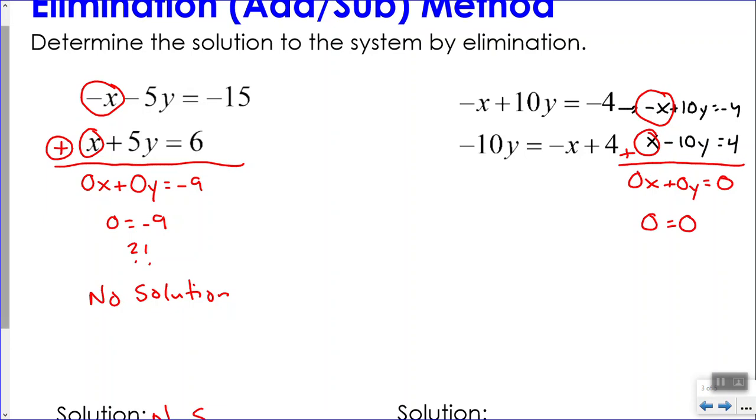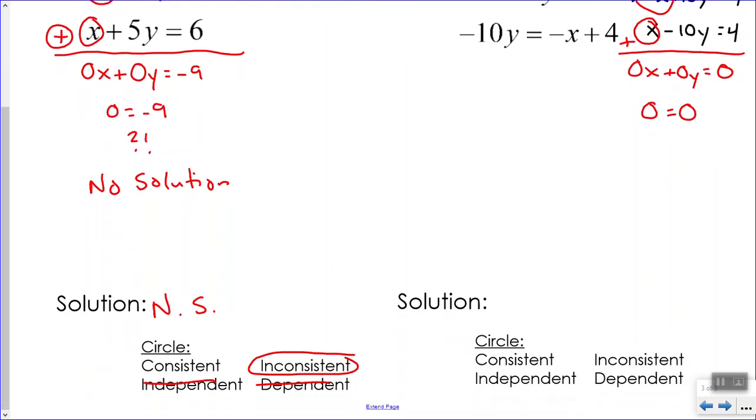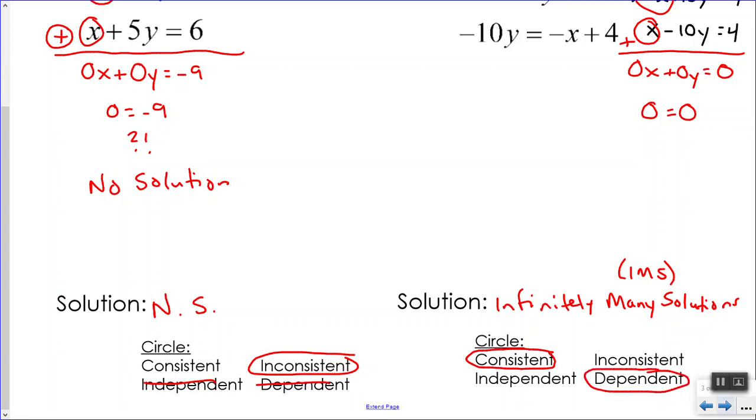No, we know that that's always going to be true. So this means that our solution is infinitely many solutions, or we have an infinite number of solutions. Remember here, we can also use IMS, but we cannot use all real numbers. Since we have at least one solution, this is a consistent system, and it's IMS, so that is a dependent system.